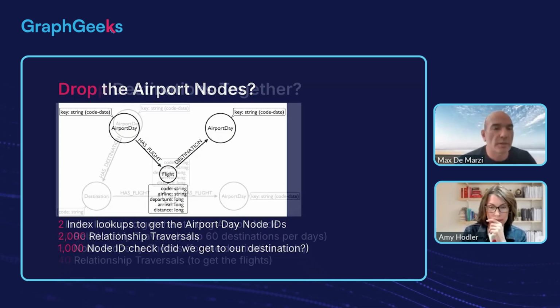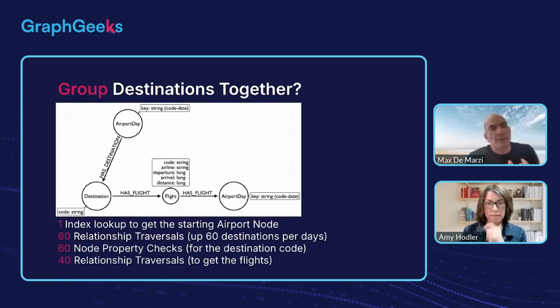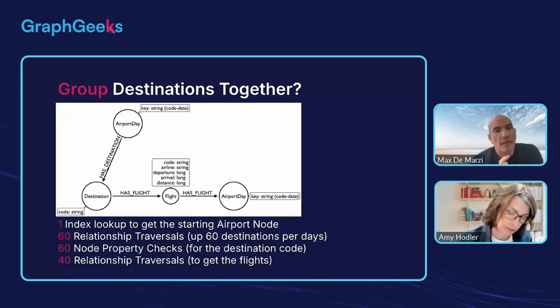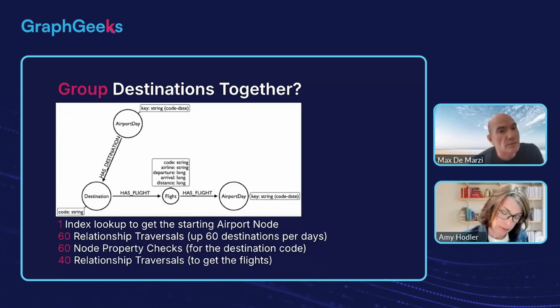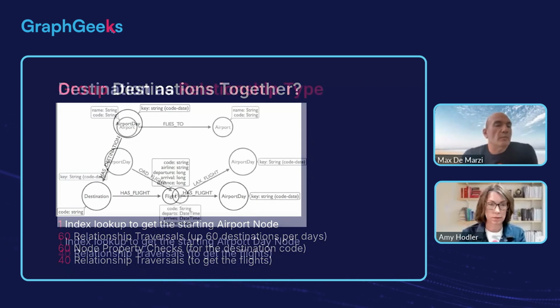But then we think, well, what else can we do? We can group this together. We can say the airport day has 1,000 flights, but really they only have 60 destinations. So we can group those flights by destination and tweak our model to have even less relationships to traverse. And then we can get to a final model that kind of looks like this.